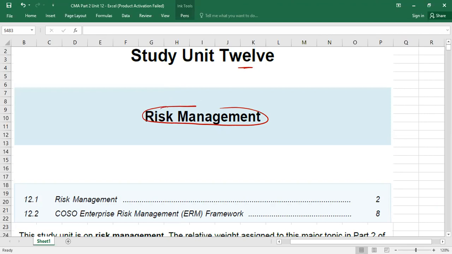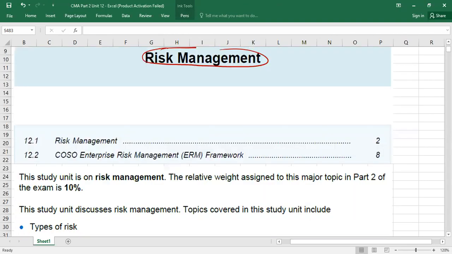So in risk management, please remember, we have two topics. The first is the introduction to risk management, and in second, 12.2, we have the COSO Enterprise Risk Management Framework. Actually, it is called the ERM framework, Enterprise Risk Management.